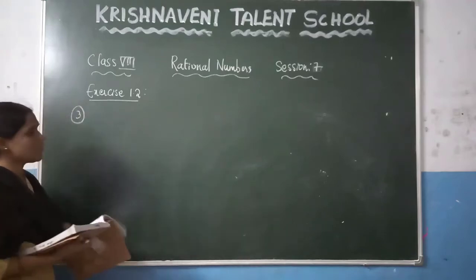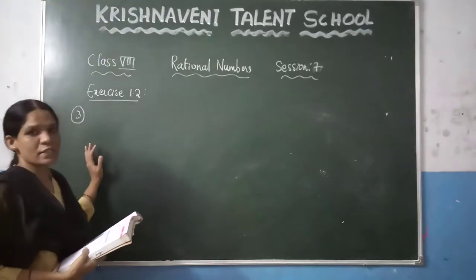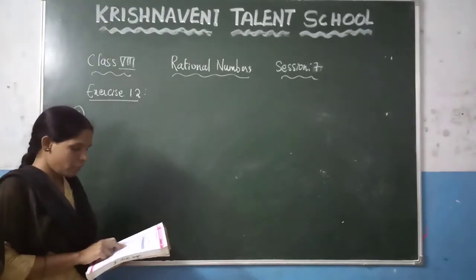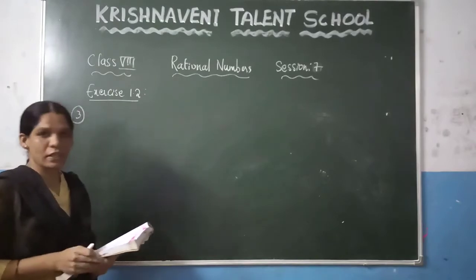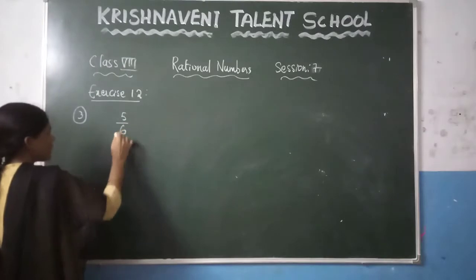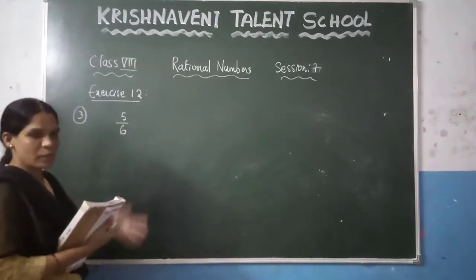In the earlier session we discussed exercise 1.2 up to 2 questions. Now we are going to discuss the third question. The third question says, write 5 rational numbers which are smaller than 5 by 6. You need to write numbers which are smaller than 5 by 6.